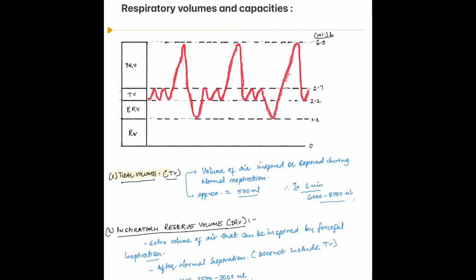Tidal volume is the volume of air inspired or expired during normal respiration. In adults, it is approximately 500 ml. If you are sitting or lying down and listening to this lecture, the amount of air you are taking in with each inspiration and the amount of air you are breathing out with each expiration is your tidal volume. Yellow marking in the diagram indicates the tidal volume.